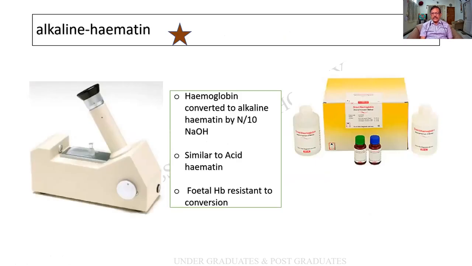Whenever we use the word acid hematine method, there has to be an alkaline hematine. An alkaline hematine is used, and the alkali here is sodium hydroxide. N/10 sodium hydroxide is used. It is similar to acid hematine. The fetal hemoglobin alone is resistant, otherwise it is almost similar to it. And this is the instrument that is being used.